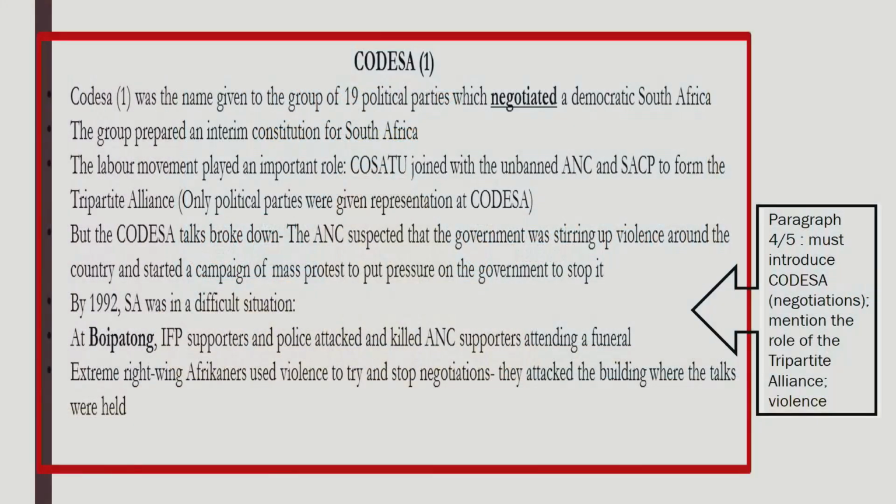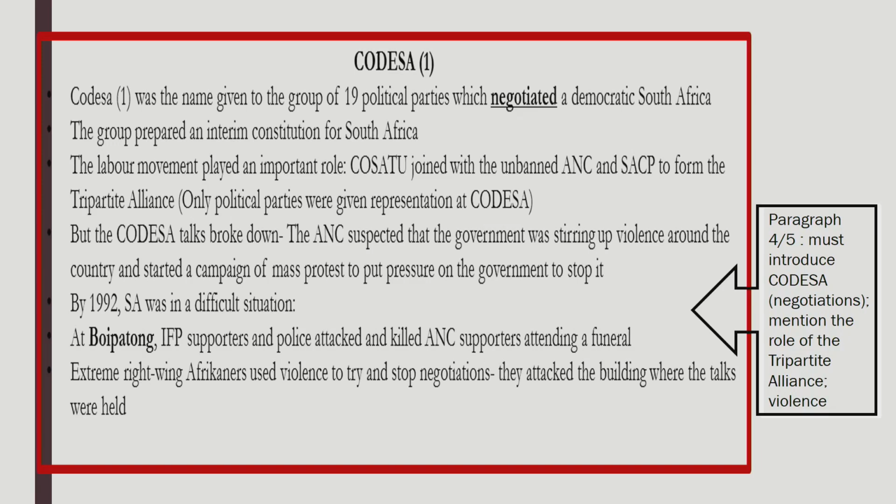Let's have a look now at the CODESA talks. The CODESA talks are actually the talks that take place during this period of 1990. The talks we've divided into two. The one deals with CODESA 1. It says CODESA is the name given to the group of 19 political parties which negotiated a democratic South Africa.